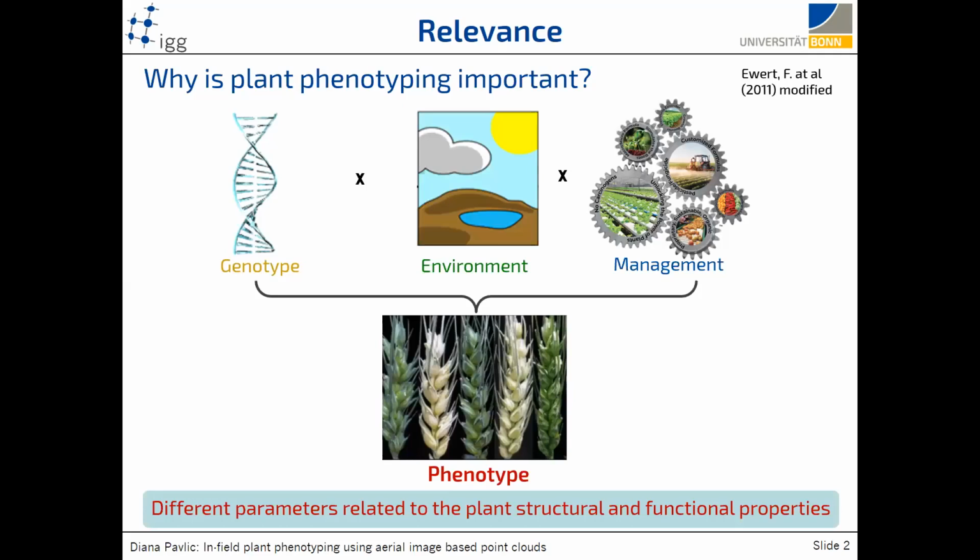Here on this slide you can see one very well-known equation in crop plant science. So genotype, multiple environment, multiple management give us information about phenotype. And phenotype are different parameters related to the plant's structural and functional properties.